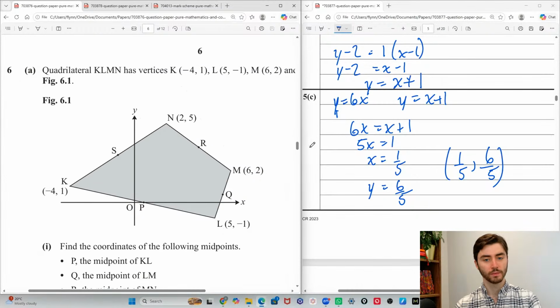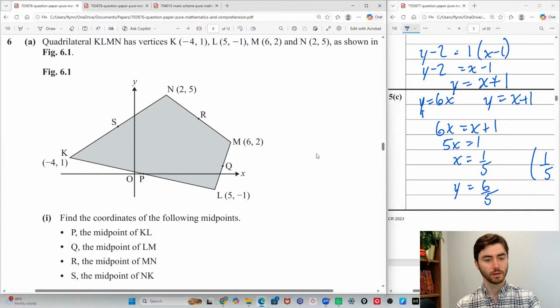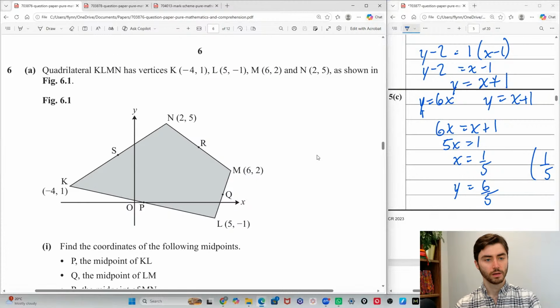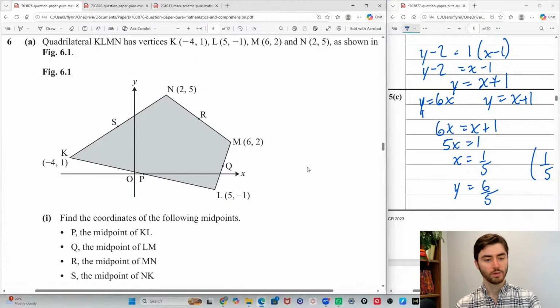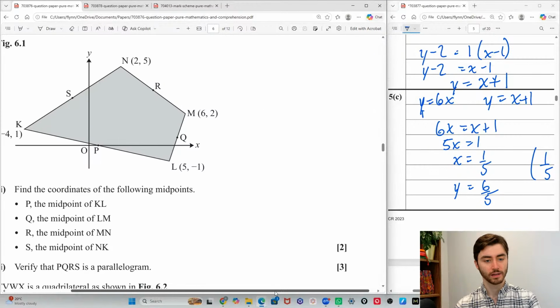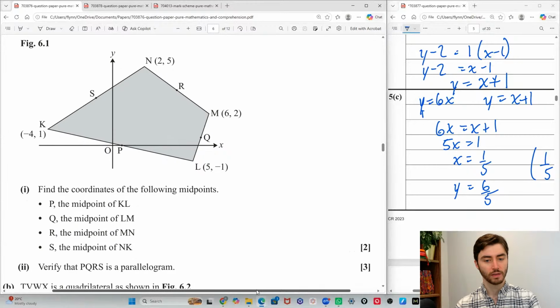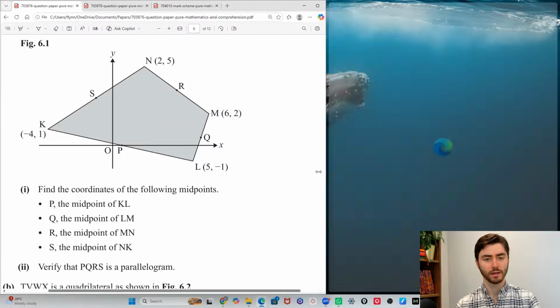Okay, we've got some funky quadrilateral. Find the coordinates of the following midpoints. That is so tedious. And it's only 2 marks. And then verify that PQRS is a parallelogram. Wow. All right.